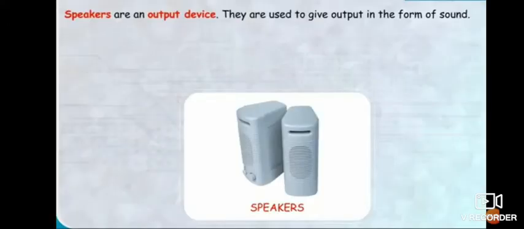Next and the last one is speakers. Speakers are also an output device, and they are used to give output in the form of sound. Monitor gives you output on the screen, that is a soft copy. Printer gives you output on paper, that is a hard copy. And speakers give you output in the form of sound. You can listen to music and other sound from the computer with the help of speakers.